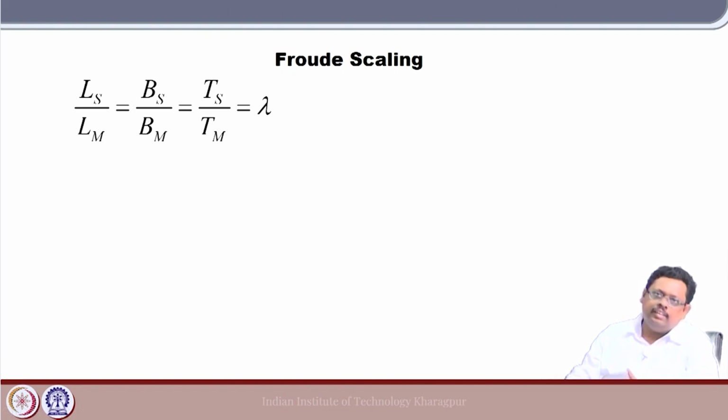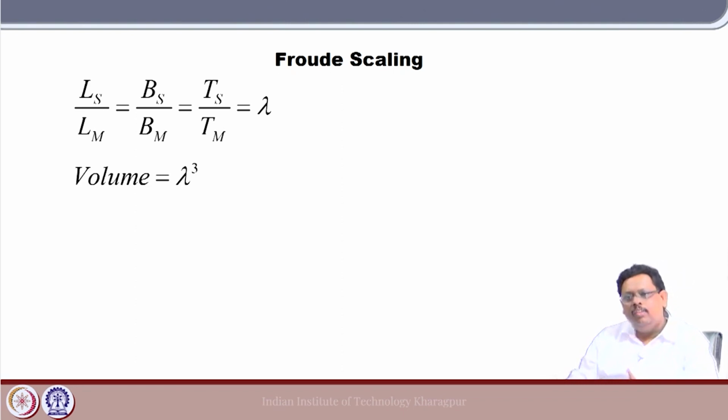So, let us start with how we can scale the volume. Now, you can see that volume is nothing but, of course, from dimensional analysis, length cubed. Now, length is scaled by lambda. So, definitely the volume should be scaled by lambda cube, right. When you understand that volume is scaled by lambda cube, then we can scale many parameters also.